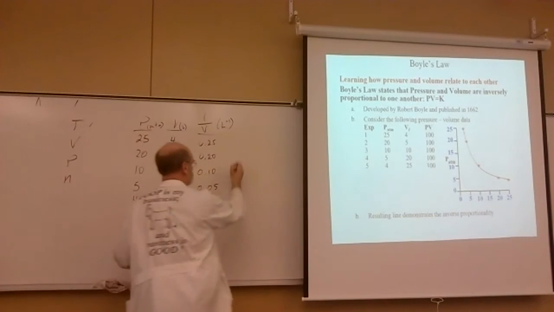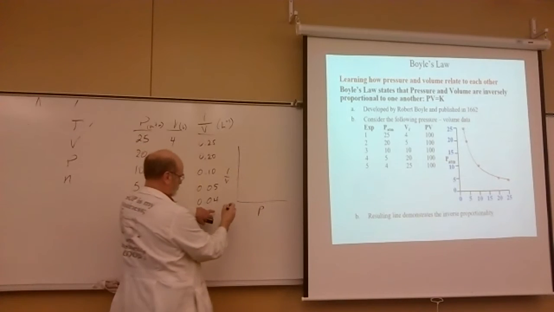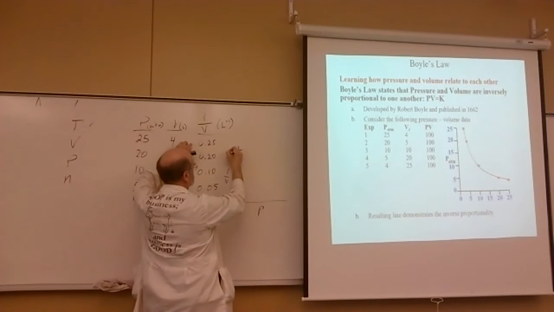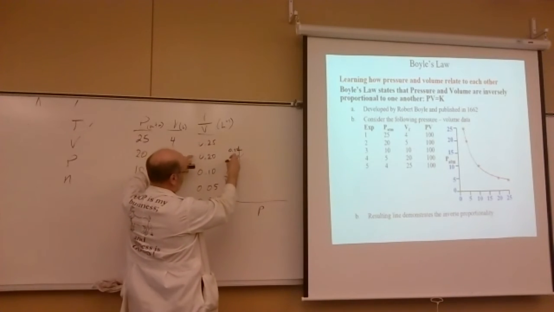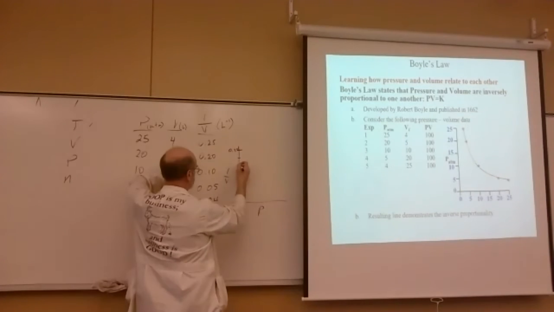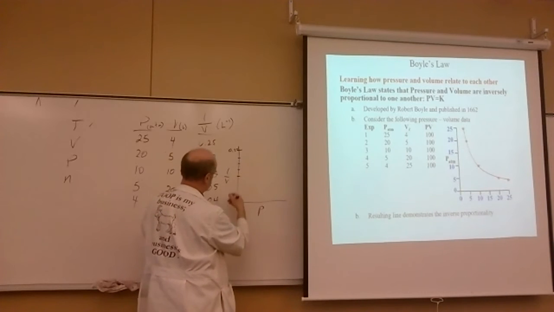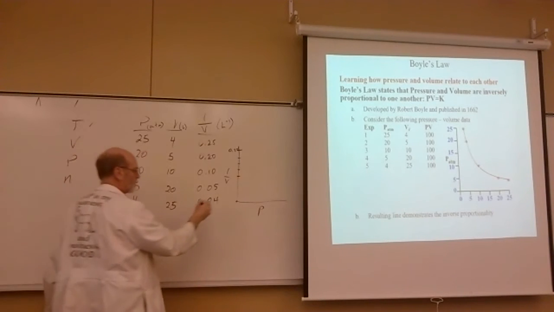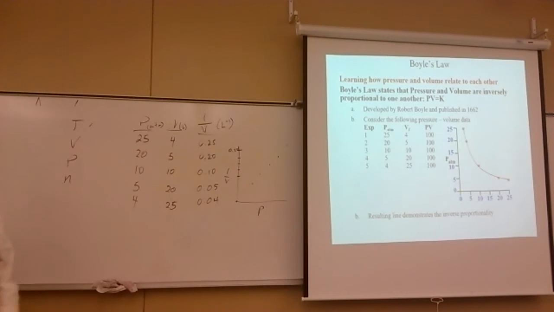Okay? So then you would just plot it out, pressure and 1 over V. If this was your origin, then you would have up to, say, 0.25 as your maximum scale. You would subdivide it by 0.05. So that'd be 0.2, 0.15, 0.1, 0.05. That's a little off. It should be further down. But you get the idea. And then you just plot it. And when you plot it, you get a straight line.